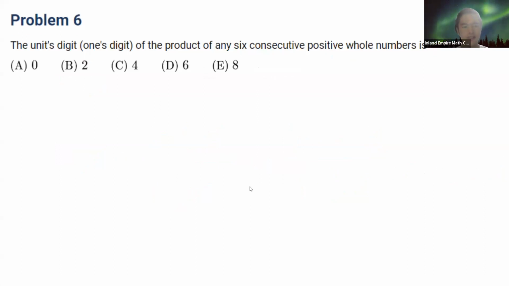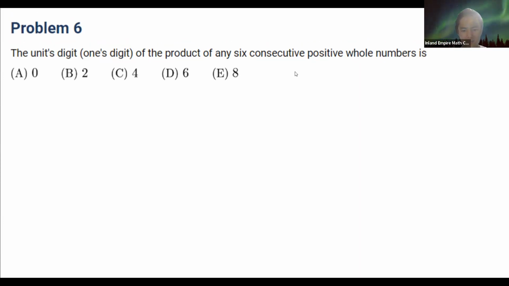Question 6. The units digit, ones digit of the product of any 6 consecutive positive whole numbers is A, 0, B, 2, C, 4, D, 6, and E, 8. What are our thoughts? What do we think?